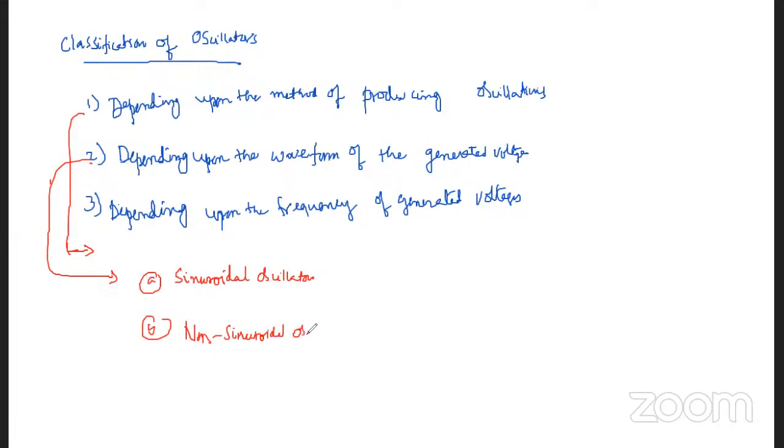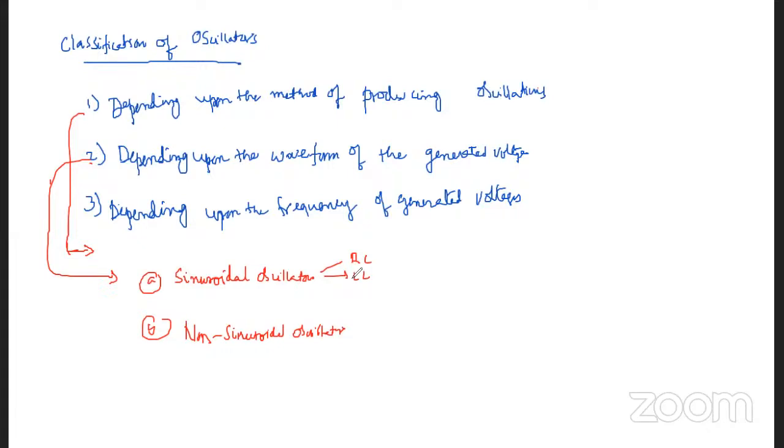Non-sinusoidal oscillators also come under this. These non-sinusoidal oscillators are also called relaxation oscillators. Under the sinusoidal oscillators, we are going to study mostly the Hartley oscillator, Colpitts oscillator, crystal oscillators, as well as the RC phase shift oscillators, so mainly RC oscillators, as well as the LC oscillators.